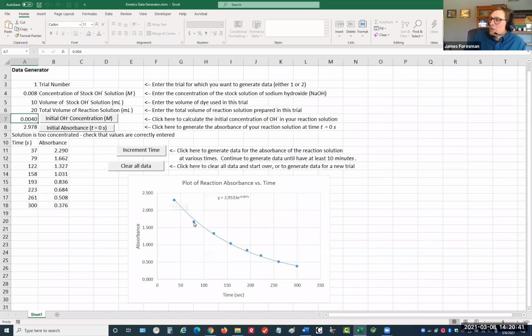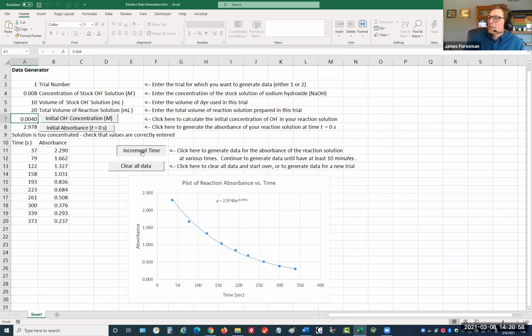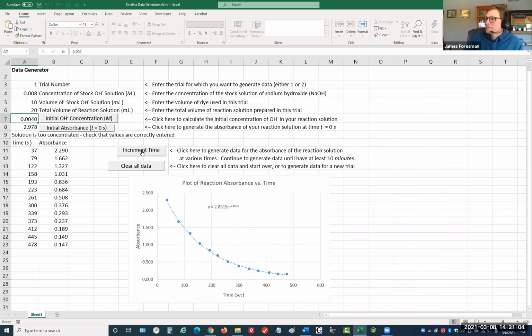Already you can notice just from the graph, you don't have to look at the numbers, just the graph. This isn't linear. So this is not zeroth order. This has got a curve in it. Starts out fast and then slows down over time. I can keep clicking on this till I get to about 600 seconds, which would be enough. And in fact, the simulation won't let me go too much beyond that.